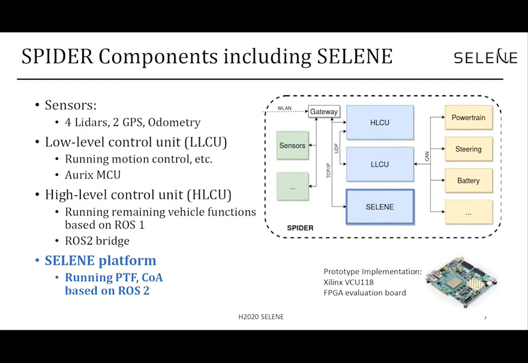So all what we need to do there is connect the SELENE platform. Here is a little picture of the evaluation board we use in the project. This is a Xilinx VCU 118, a pretty big FPGA board. We will connect just this board onto our gateway and communicate via Ethernet and run all the software for the two functions on that board. All the remaining functions will be hosted by the high-level control unit.